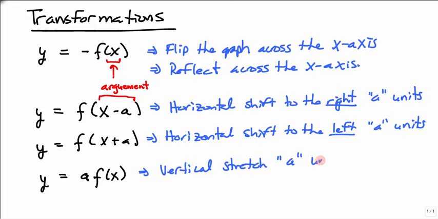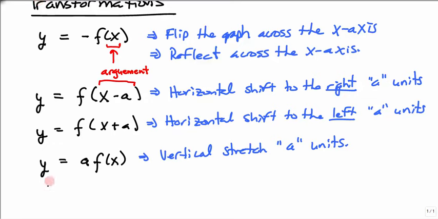a units. So if this was a number 4, what we would do is take the highest point and the lowest point, and we'd stretch the highest point 4 times as many values up, lowest point 4 times as many values down, and that would be my new stretch. So this is a vertical stretch, a units. If a was a fraction, then it would actually be a compression. So we could look at that for our next one. So let's look at y equals 1 over a times f of x.